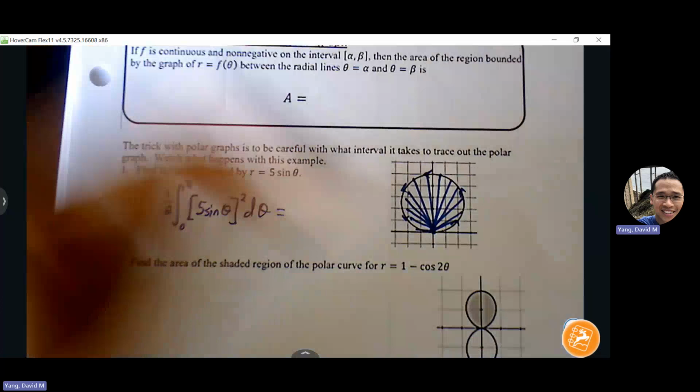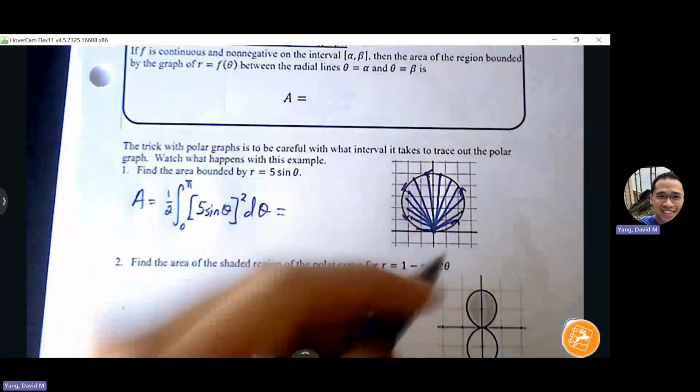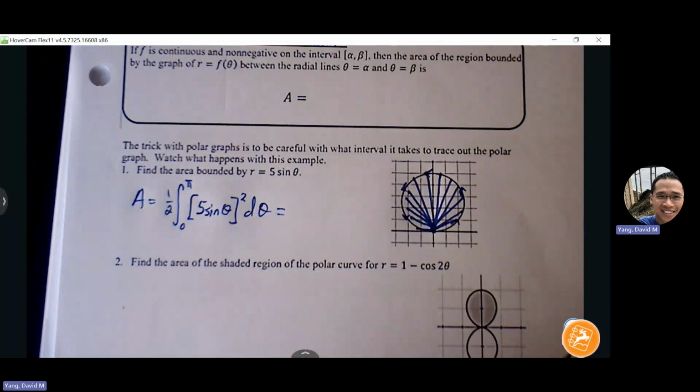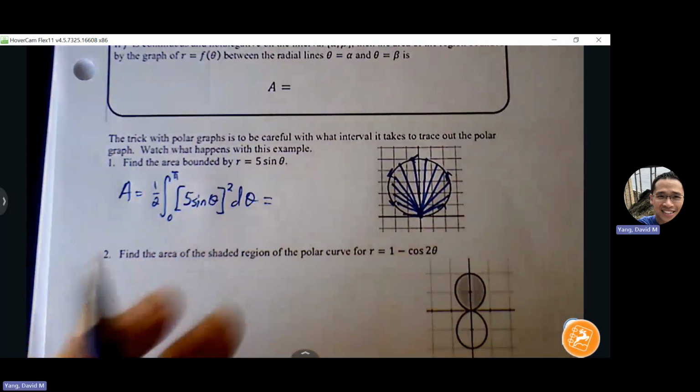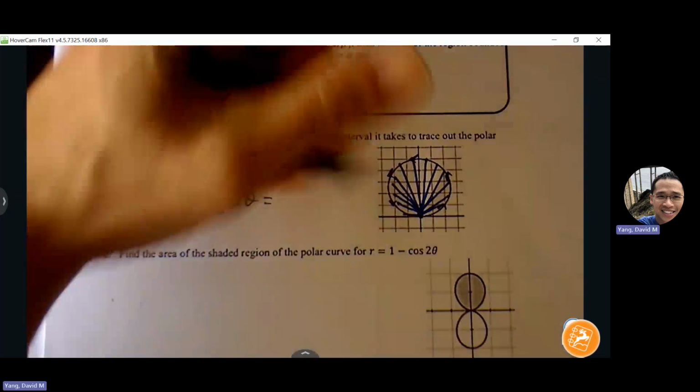And all these, we can just use the calculator. We're not going to have to do this by hand. But the hard part is to be able to set it up, especially when we get to area between two curves or two polar graphs. Once we get used to the setup, then the rest is just inserting into the calculator.